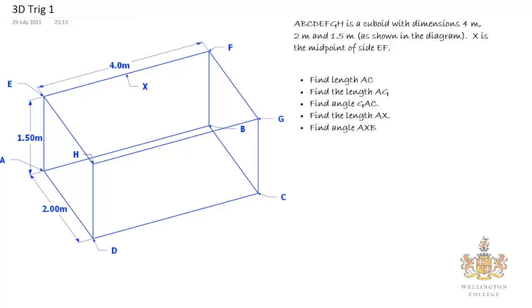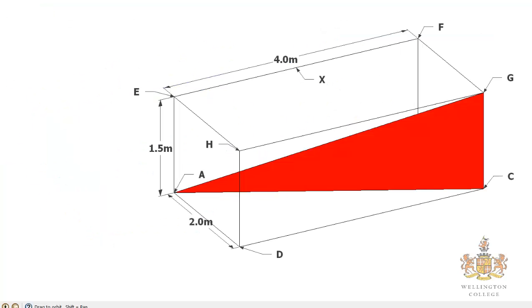Right, we're going to move down to part 3 of this question. Find the angle GAC. So let's look at our SketchUp diagram once again. And we can see we've got the triangle we were looking at in the last part of the question.